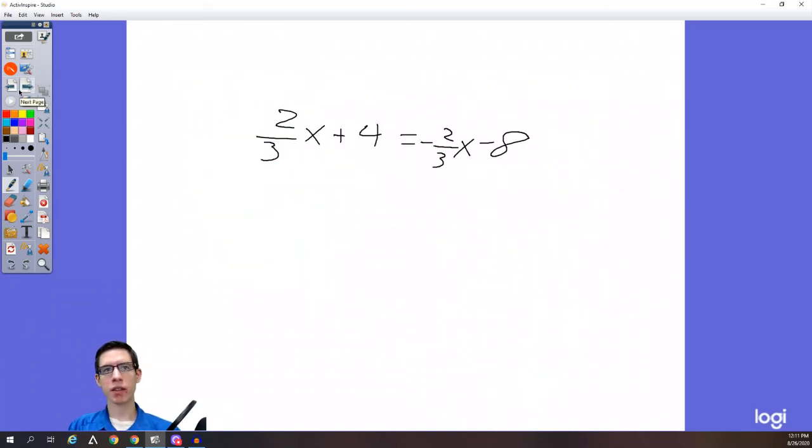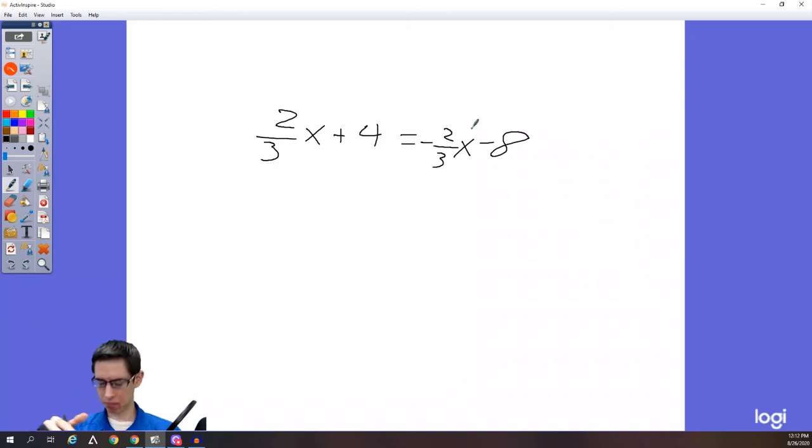The only other edge case I wanted to talk about today, and I'm not expecting you to run into very many of these in your homework today, but I do want to cover them because I love fractions, and I think we need to talk about them. I think we need to be comfortable with them. So we've got 2/3 x plus 4 equals negative 2/3 x minus 8.